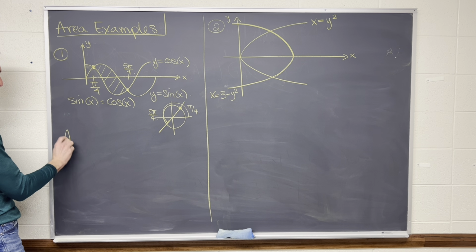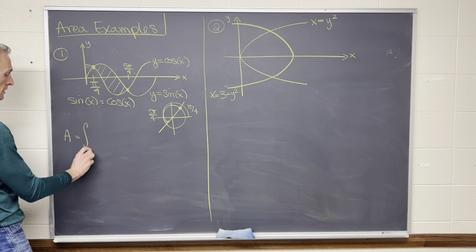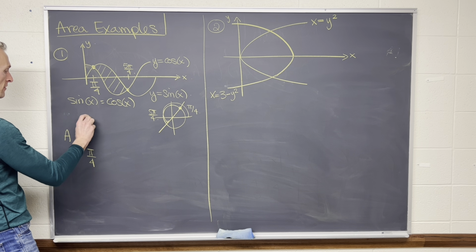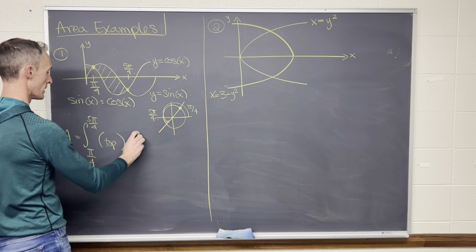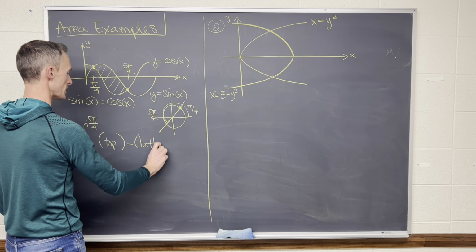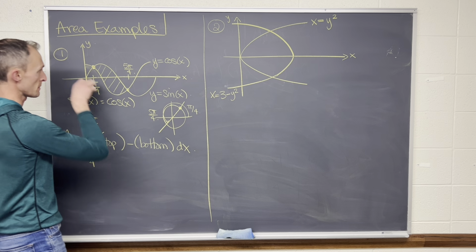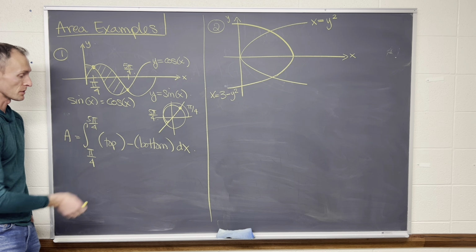The formula is simply A equals the integral from pi over 4 up to 5 pi over 4 of what? This is the top curve minus the bottom. That's our setup every time. And it's with respect to x because I'm moving along the x-axis and my bounds are in terms of x.